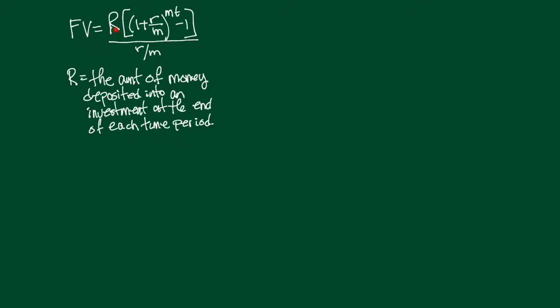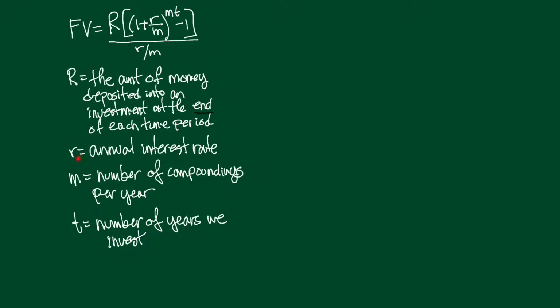So here's what capital R is. Capital R is going to be the amount of money that you deposit into your investment at the end of each time period. Say at the end of each month, each week, each year, whatever you decide. We could use A for the amount that you invest or P for the principal that you invest. We're using R because sometimes it's thought of as a rent.